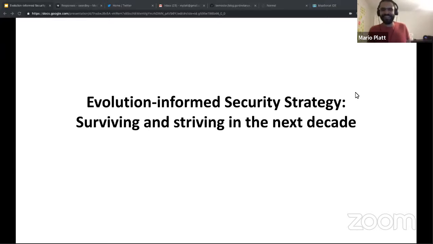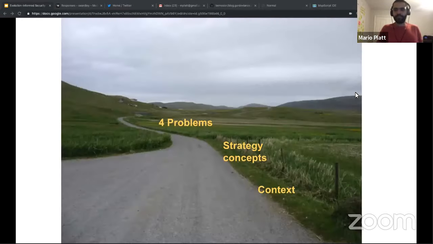Yep, thank you for that. So the talk today for the community is a combination of some material that I've been creating about how to apply some of the Wardley mapping concepts into security, which is my area. The name of the talk is Evolution Informed Security Strategy: Surviving and Striving in the Next Decade. Using the concept of Wardley mapping, I'd like to expose what I'm seeing as some of the patterns that are emerging, how the industry is evolving, and we're going to be talking about that tonight.